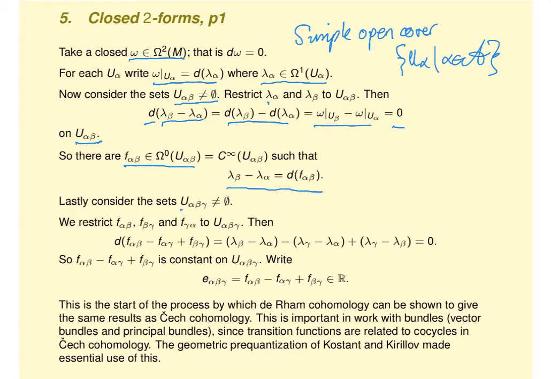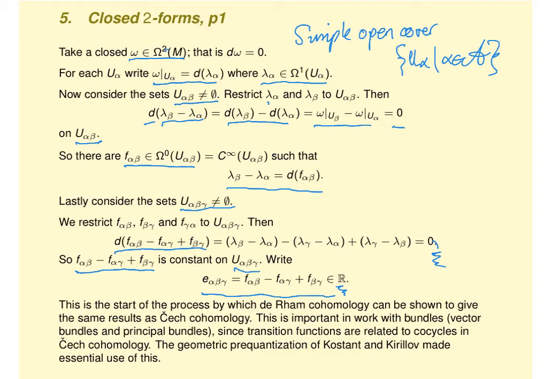Now consider non-empty triple intersections. Restrict the f alpha beta and f beta gamma and f gamma alpha to the triple intersection, and then look at d of this. I'm being a little bit casual with notation, but you can do this more precisely if you like. You get lambda beta minus lambda alpha, and then minus lambda gamma minus lambda alpha, and then plus lambda gamma minus lambda beta. And the end result is 0, all those things cancel. So finally, that function is a constant on the triple intersection. And I'll write e alpha beta gamma for that constant. It's a real number.